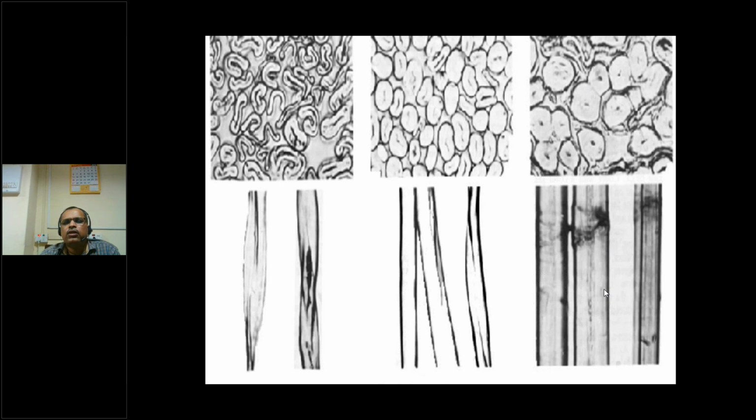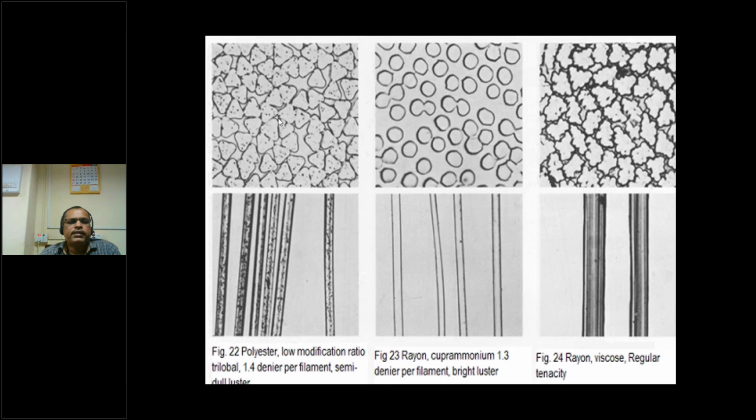This is the cross section and this is the longitudinal. Bast fiber means we collect it from the stem of the plant, that is jute, flax and others. And here you can see the synthetic fiber, polyester low modification ratio trilobal. This is the polyester cross section, that is trilobal, meaning three lobes are there, and it has been made artificially. This is the cuprammonium rayon, and this is the viscose rayon, the regular rayon that we use for apparel purposes, and this is the cross section of that fiber.